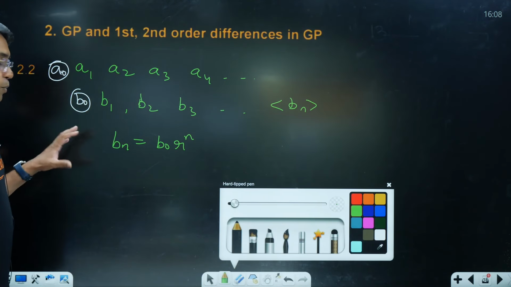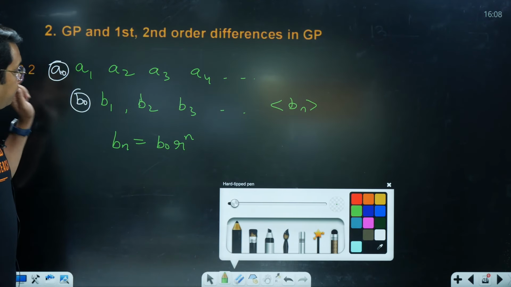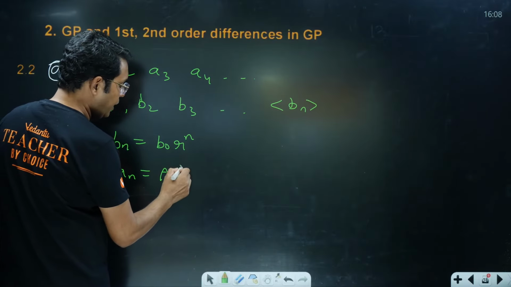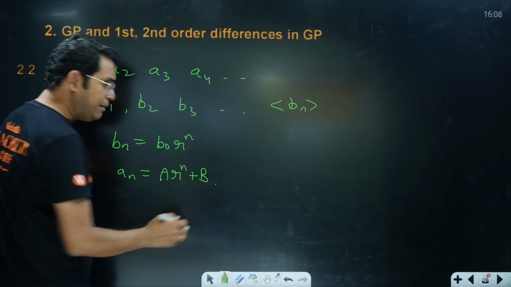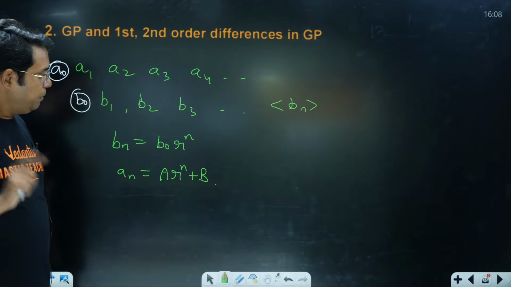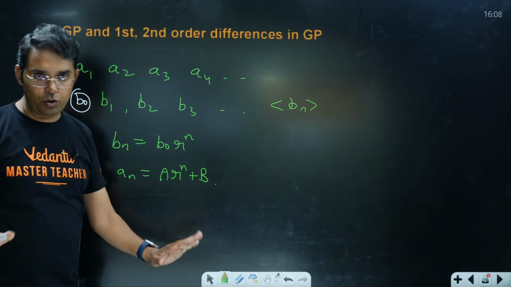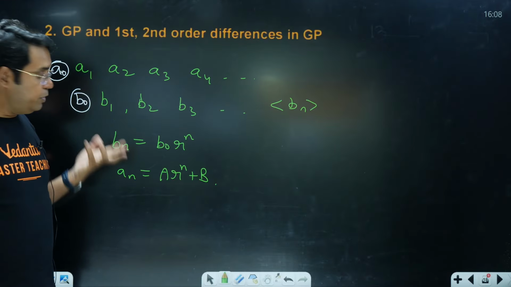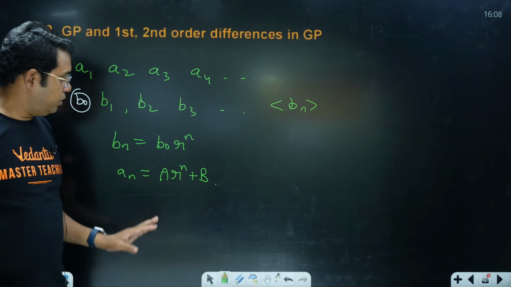Okay, so Bn is this thing. Now to find An from Bn, what we have to do, once again same thing, A into R power n plus B, same thing that we did for summation. But here A naught will not be 0, because A naught will be some value. So A and B will not come directly.